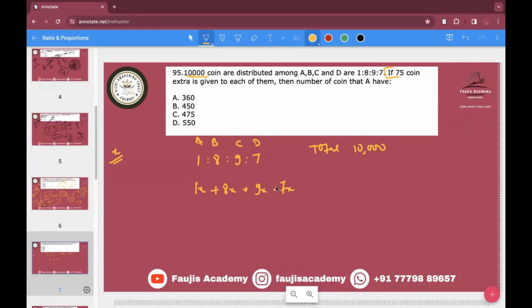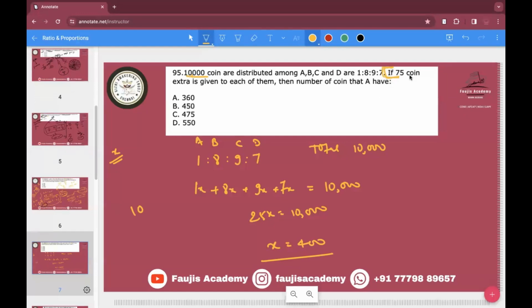So when we add all of this, how much is that? 25x. If we add all of this, it will be equal to 10,000 coins, right? So 25x is equal to 10,000, so what will be the value of x? 400. Now tell me what is the answer. Now apply the second part of the question.